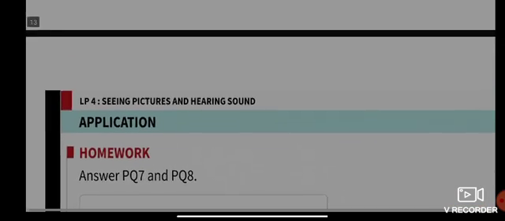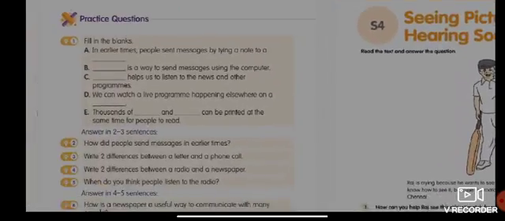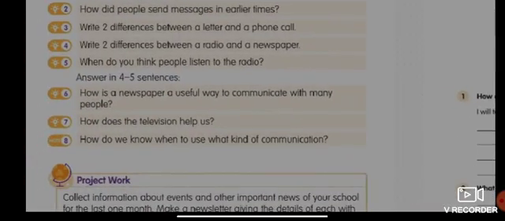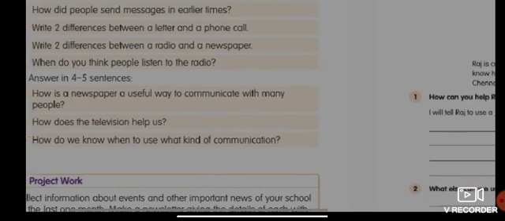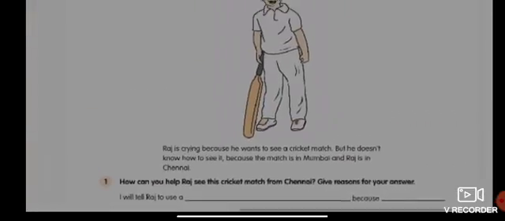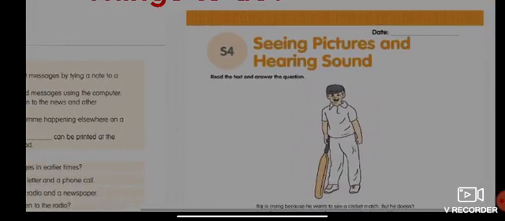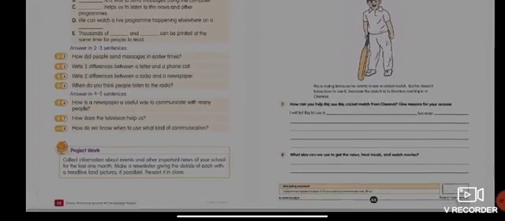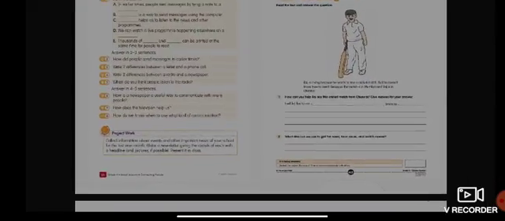Now for today you have to complete your practice questions number 7 and 8. How does the television help us? How do we know when to use what kind of communication? Along with worksheet S4. Alright, so please do this for today.